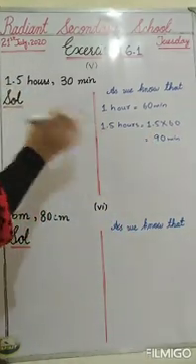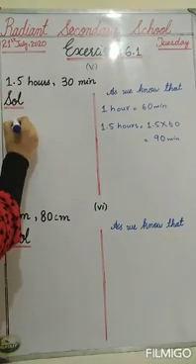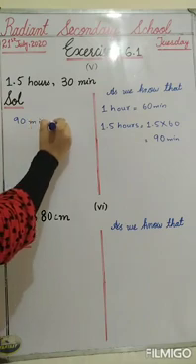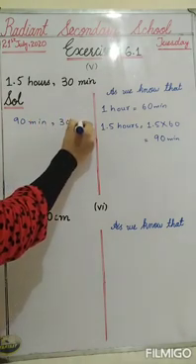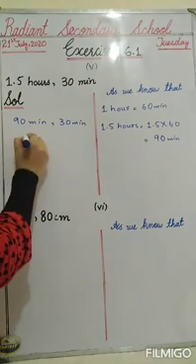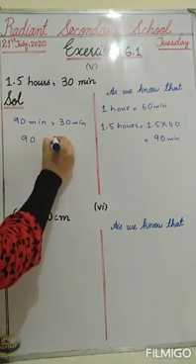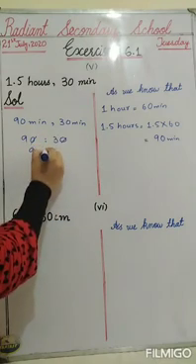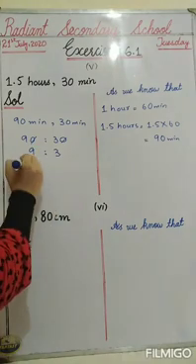Now go back to the solution. 1.5 hours in minutes is 90 minutes, 30 minutes. Now units are same. Take the ratio 90 ratio 30. This 0 and 0 will cancel out and we are left with 9 ratio 3.